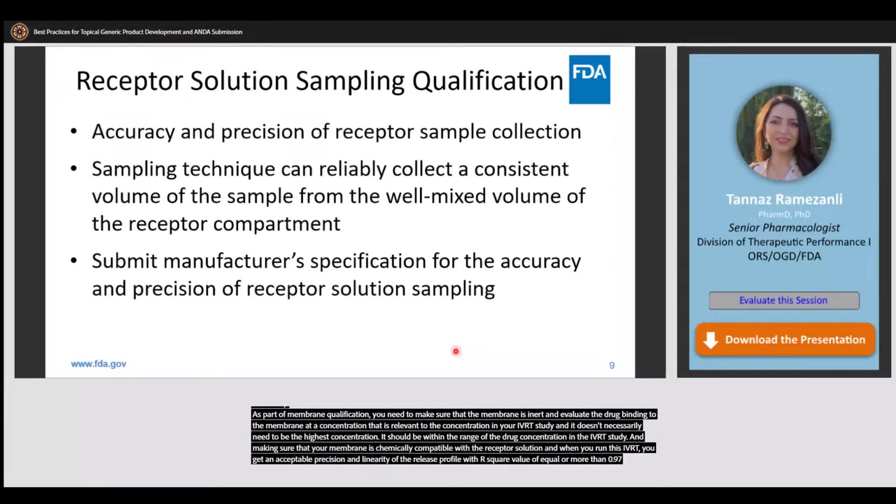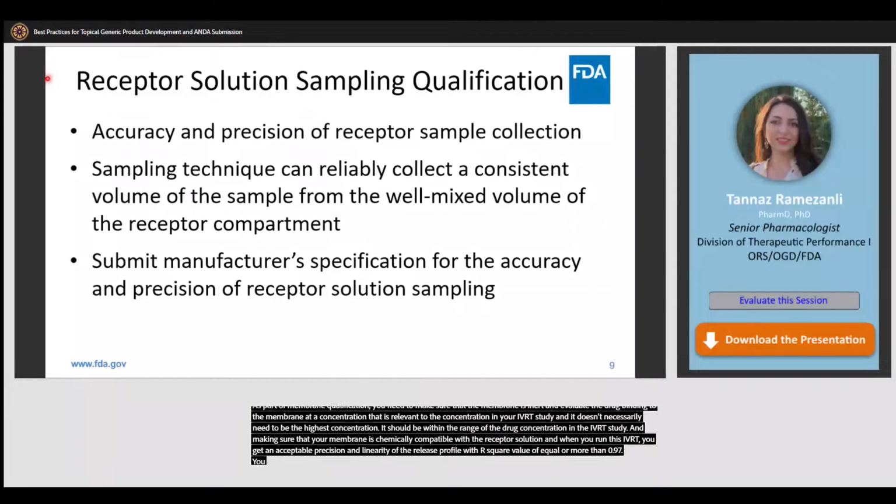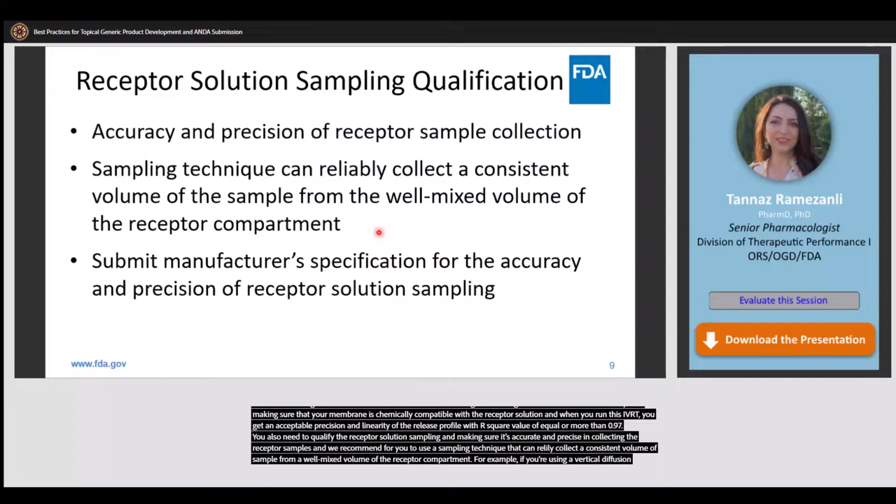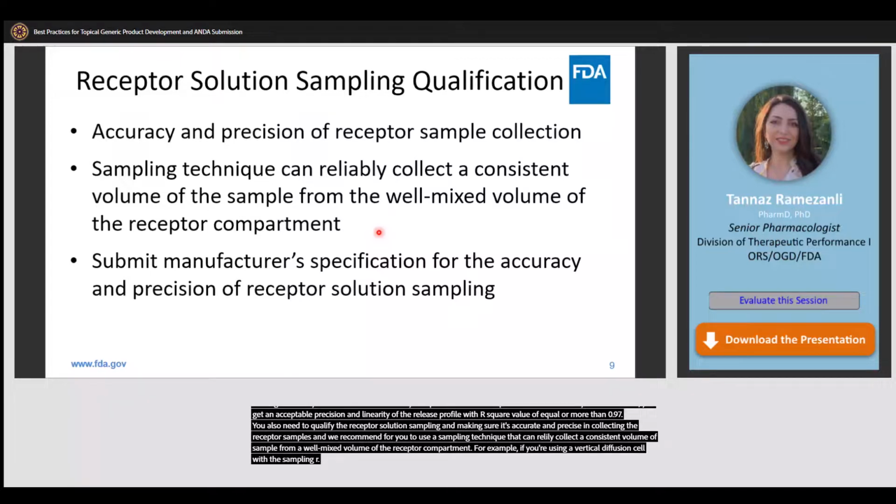You also need to qualify the receptor solution sampling and make sure that it is accurate and precise in collecting receptor samples. And we would recommend for you to use a sampling technique that can reliably collect a consistent volume of the sample from a well-mixed volume of the receptor compartment. For example, if you're using a vertical diffusion cell with a sampling arm, if you just sample from the arm, you may not get a sample from a well-mixed volume. So we recommend that you make sure you sample from the center of the receptor compartment.